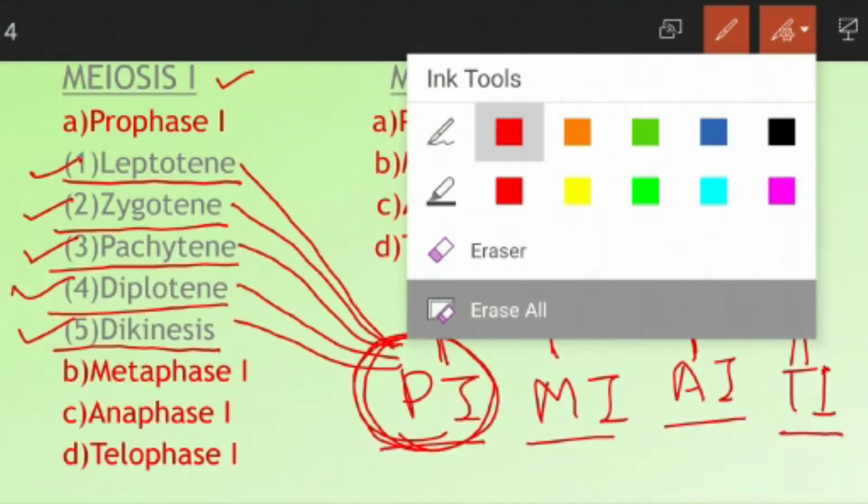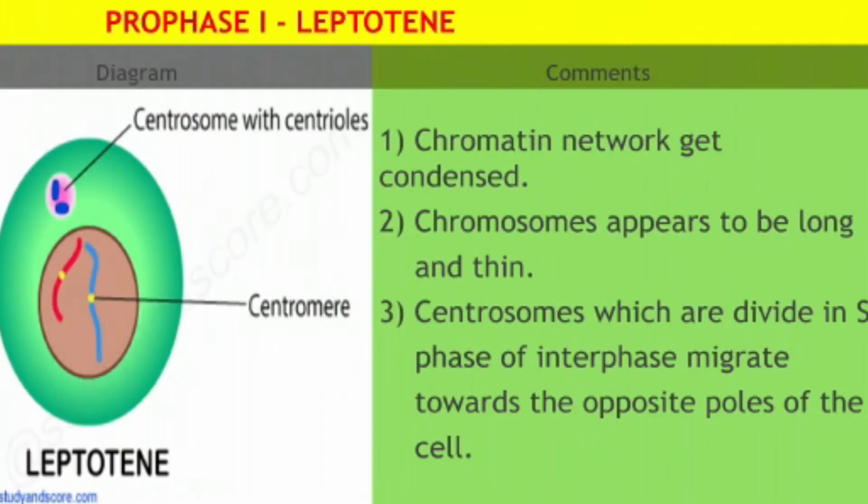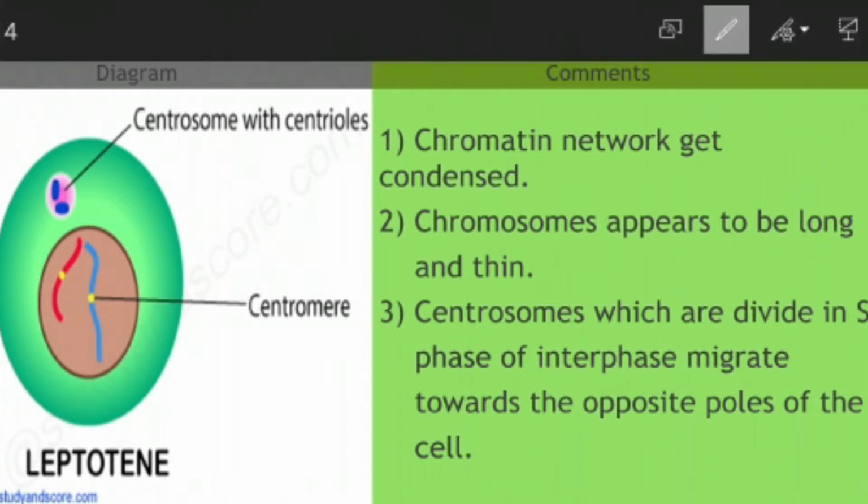So let's start with prophase 1 first. We are studying here the first step of prophase 1, that is leptotene. See, now what happens here? In leptotene, the chromatin network gets condensed. Chromatin network means the DNA and the histone protein molecules present inside the nucleus, that is called the chromatin network.